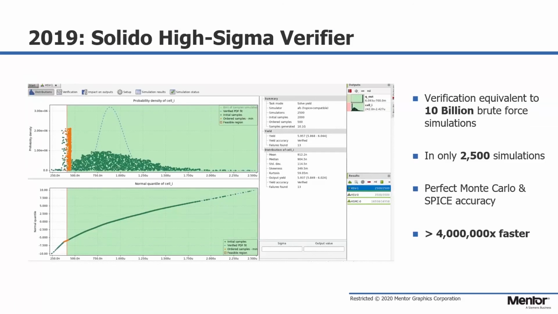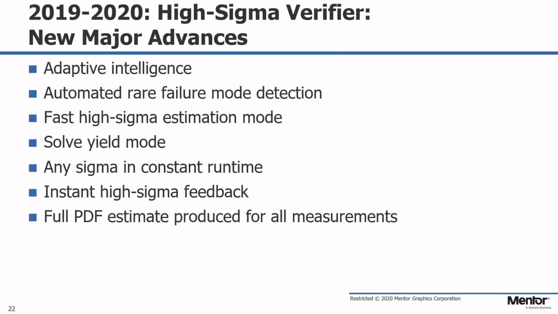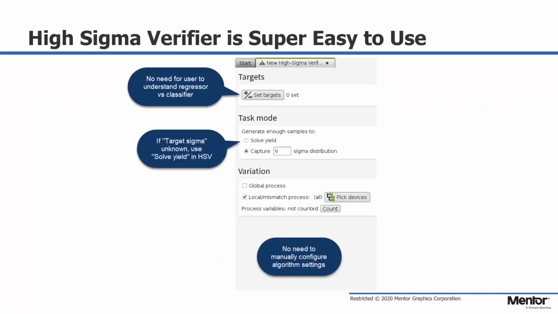It just gave you the right answer the very first time. So the key thing, if you look at the setup of this thing, there's nothing to it. You set your targets, you say which outputs you care about. You tell it if you want to go out to 6 sigma or 5 sigma or something like that. If you don't know, you just want to see what it can do. It can just go and solve whatever yield your circuit has.